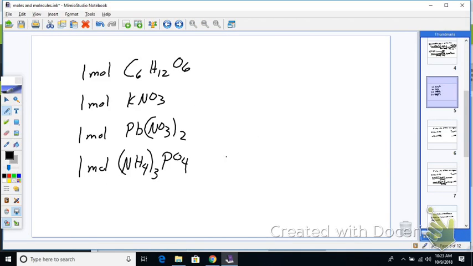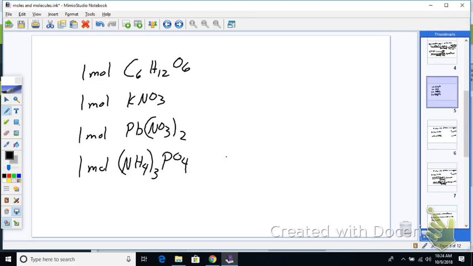So these are what we call chemical formulas of compounds. They're a combination of elements that go together in a particular, specific way. Dalton's atomic theory said what? That when atoms go together, they go together in specific, definite ratios. So what's the ratio of carbon, hydrogen, and oxygen here? 6 to 12 to 6 is its ratio.